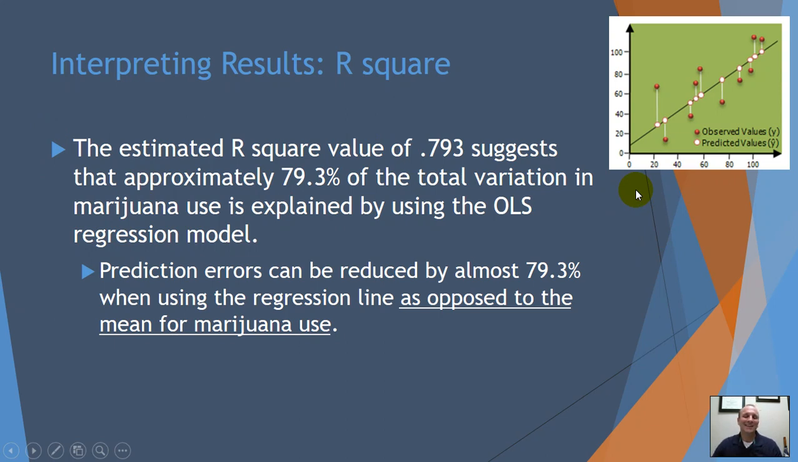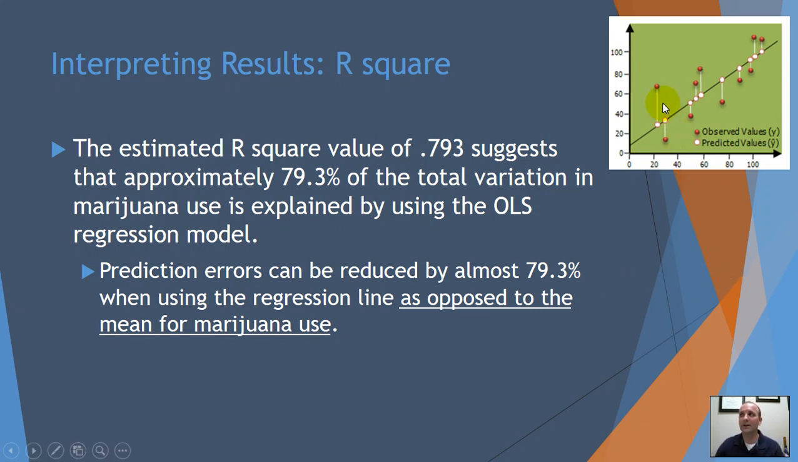So the R-squared value is 0.793, which suggests that approximately 79% of the total variation in marijuana use is explained by using this regression model, by using this line. So as opposed to just using the mean for marijuana use, prediction errors can be reduced by up to 79.3% when using the regression line as opposed to the mean of marijuana use. And hopefully that makes sense.